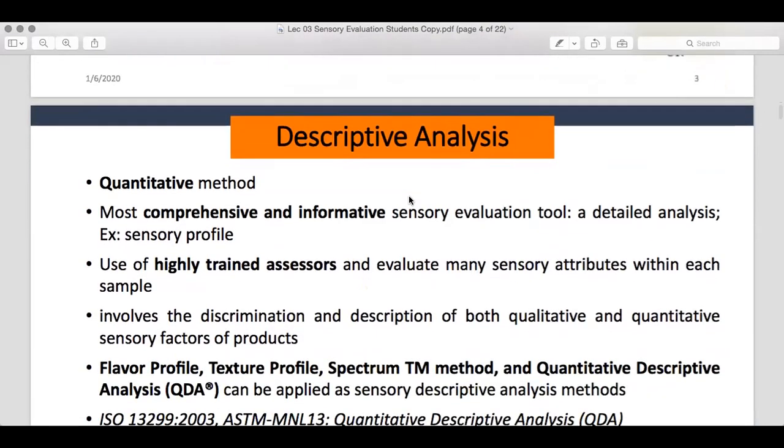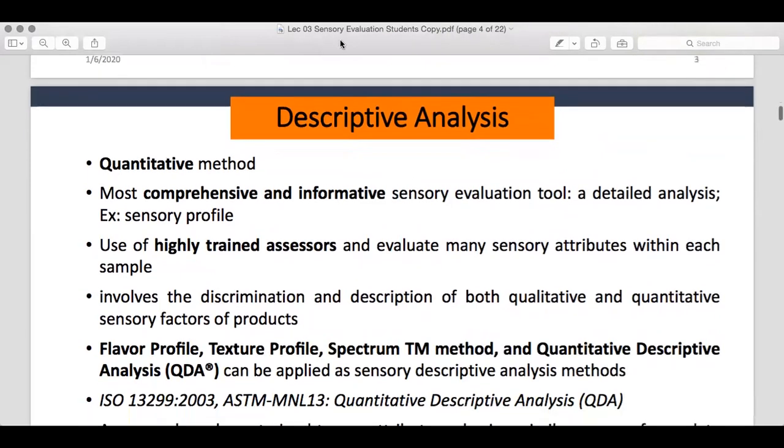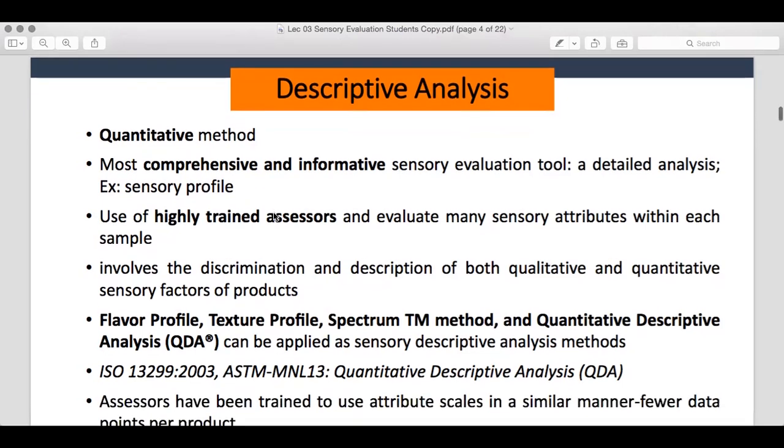Okay, today we are moving to the descriptive method, right? We discussed descriptive in the last week. Descriptive means a detailed one. It means that is a quantitative method, but sometimes we can use the descriptive test method for qualitative tests as well. But mostly we use it as a quantitative method. And this is actually an informative test method. Suppose we have discussed, right?